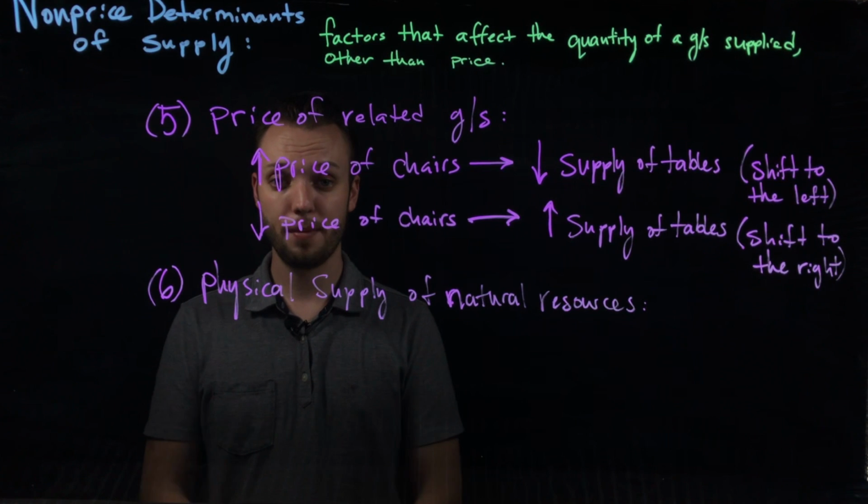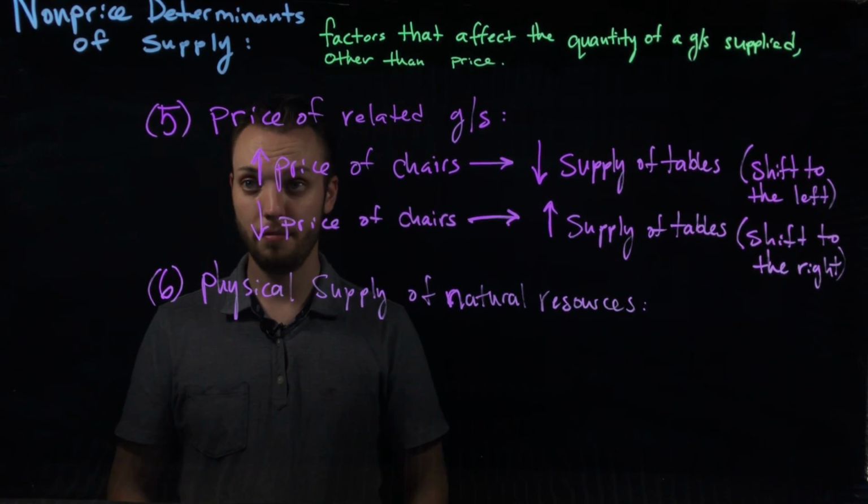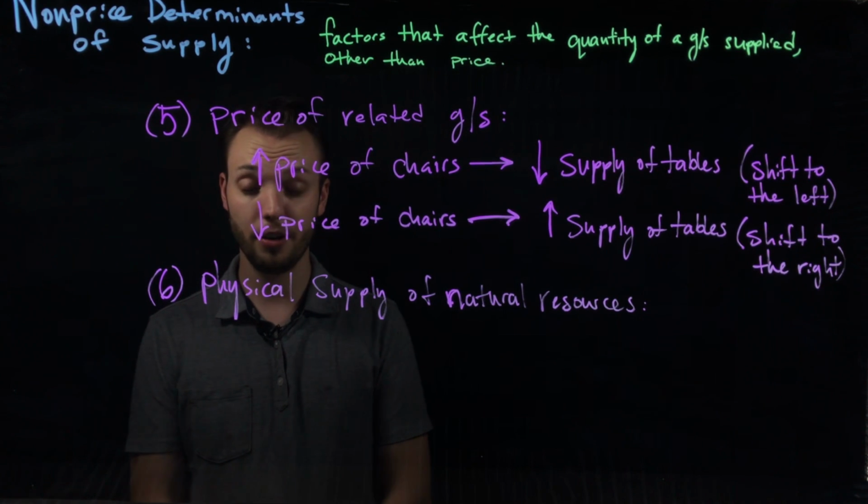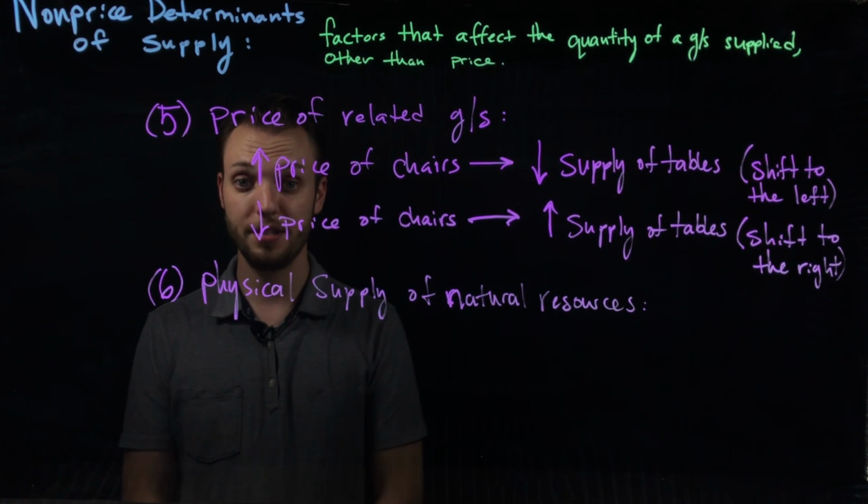So hopefully that gives you some idea about the non-price determinants of supply, and that being the things that shift the supply curve or change the quantity supplied of a good or service other than changes in the price itself.